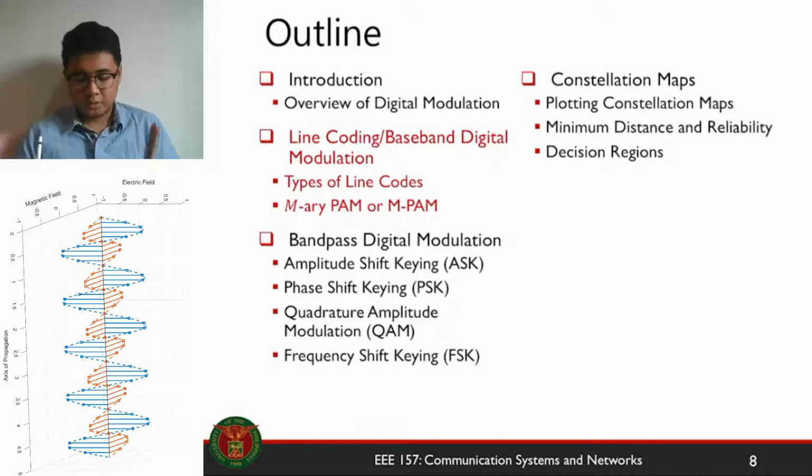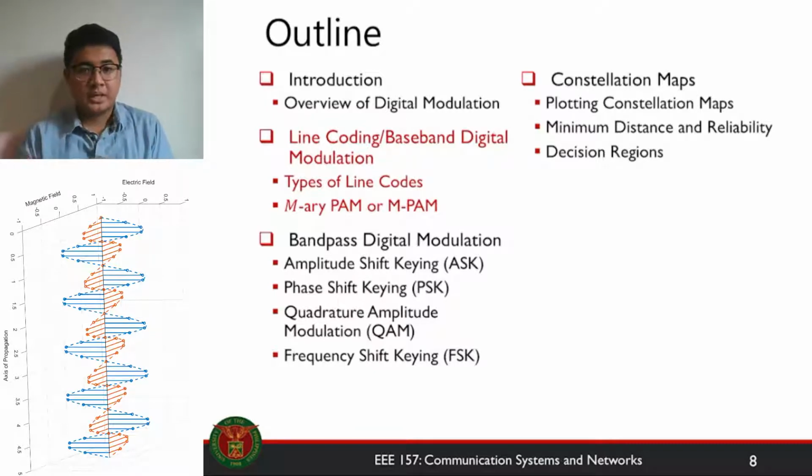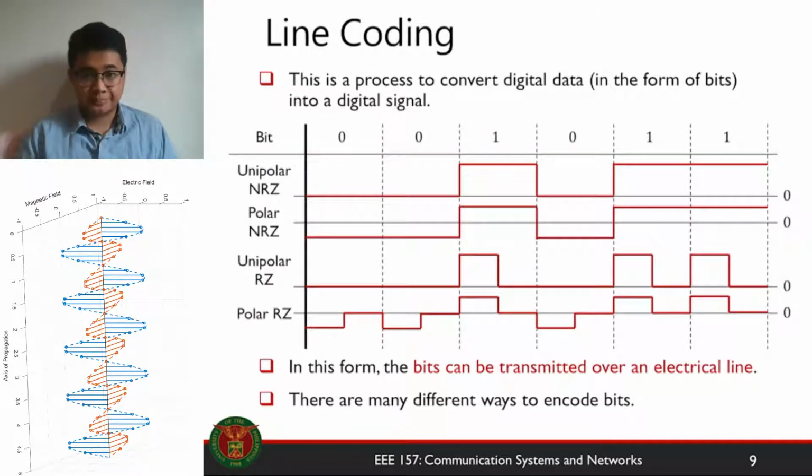The basic technique of transporting a set of bits through a wired channel is if we group them one bit per symbol, and that is in the form of line codes. This is the process of converting digital data into a digital signal. There is more flexibility here. There are different types of line codes.